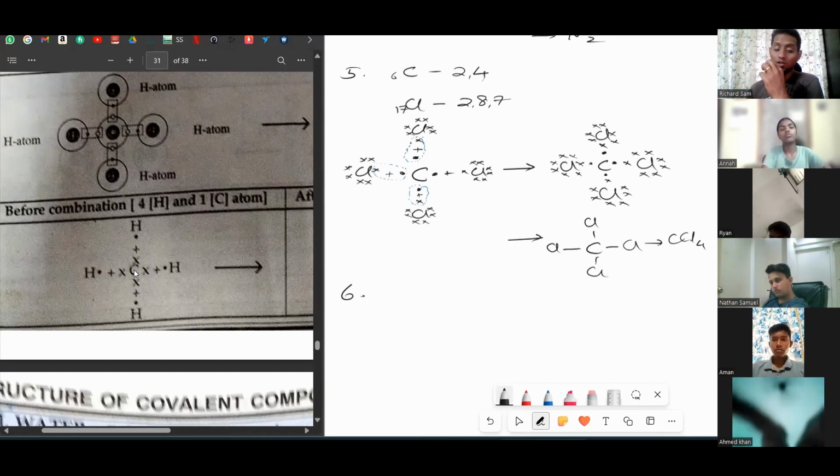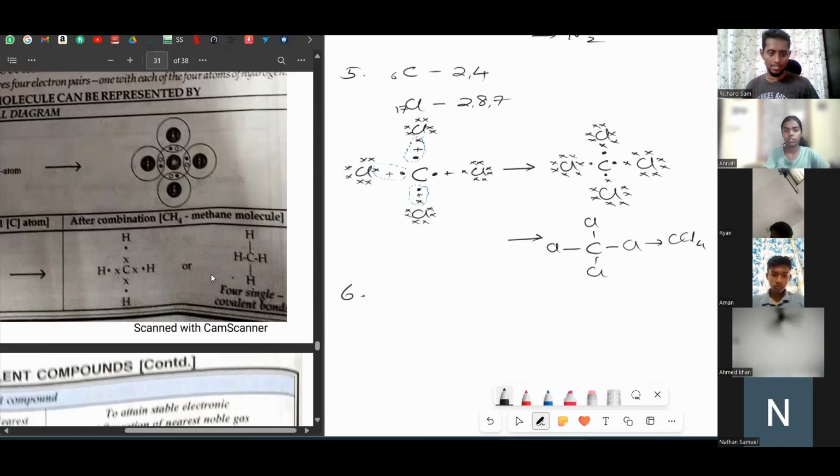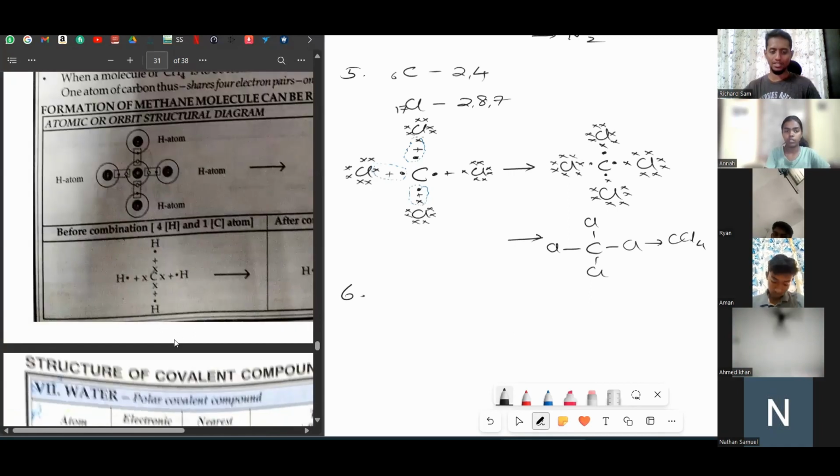Now to whom is it sharing all those 4? 1 to each of the hydrogens. Hydrogen needs only 1 electron, so hydrogen shares only 1, but carbon has to share 4. So same like carbon tetrachloride, you have methane. Is that clear? So the diagram is same like this. Just write the name number 6. You can leave that space empty to do it as your homework. CH4.